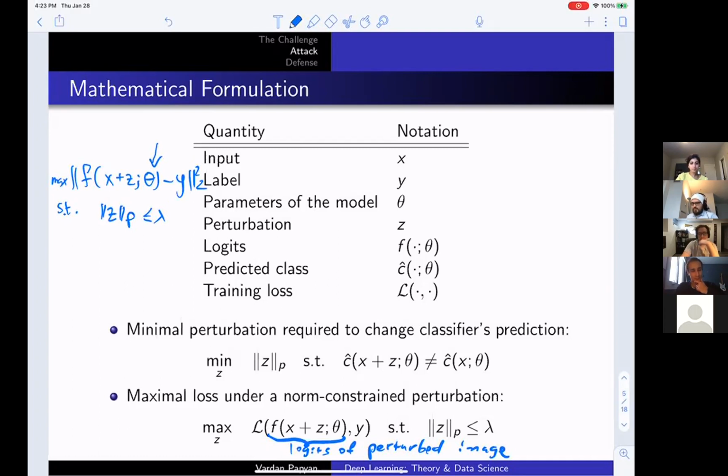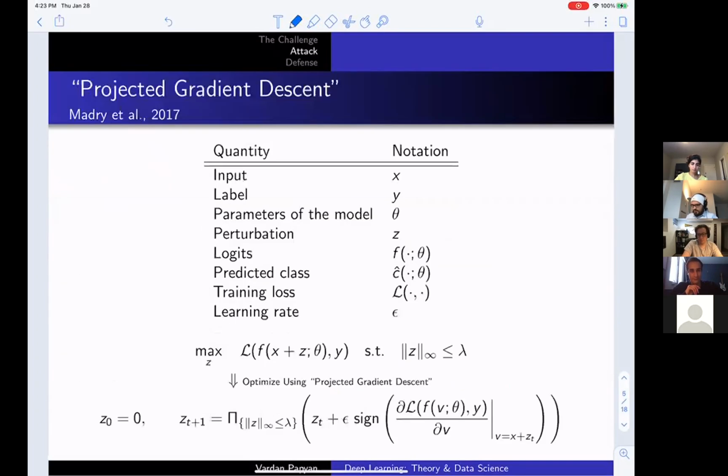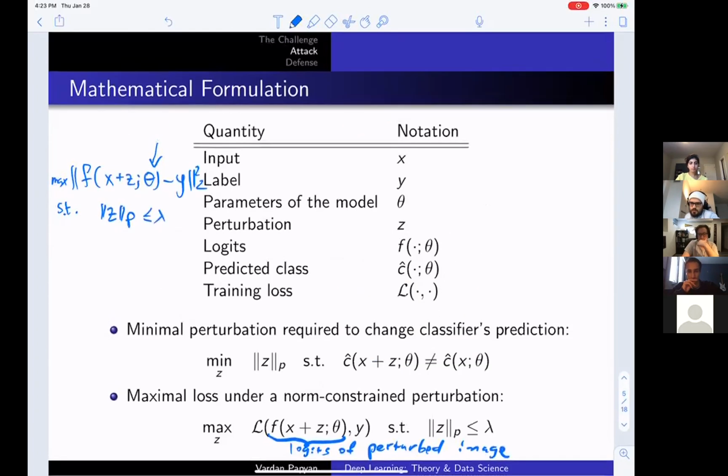Now, these are two problems. They're not equivalent. It's unclear what the relation is. Some people are interested in one problem, some people are interested in the other problem. And today we'll see algorithms that try to optimize essentially both of these problems. So here's the first algorithm. Is one problem easier to solve than the other?